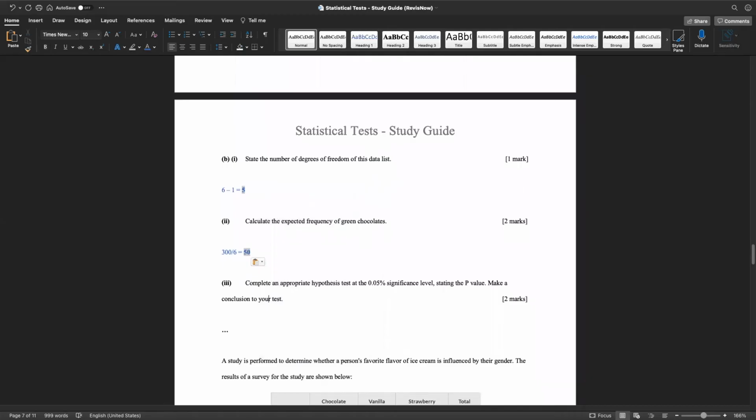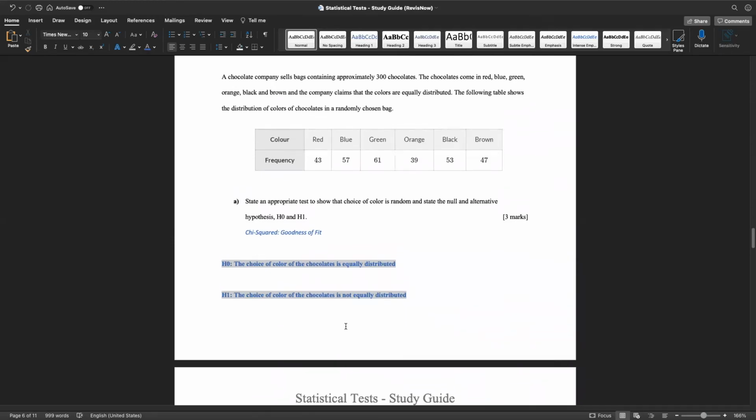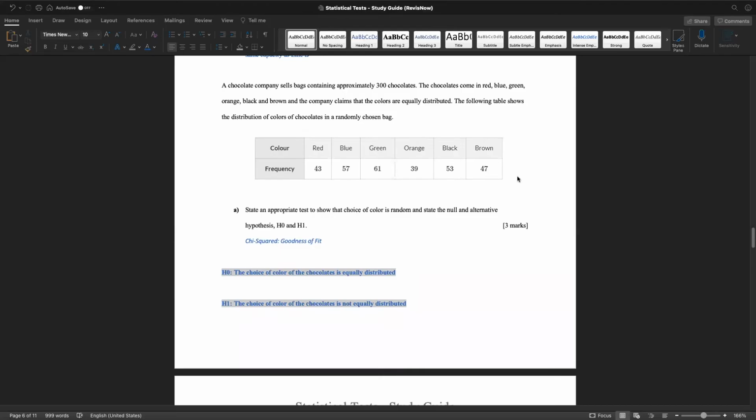Next, complete an appropriate hypothesis test at the 0.05 significance level, stating the p-value. Make a conclusion to your test. If you guys want to do it real quick. Wait, complete the hypothesis test. Oh yeah, the observed values would just be these values, and then the expected values would just be 50 for each one. So that's how you would plug it in.